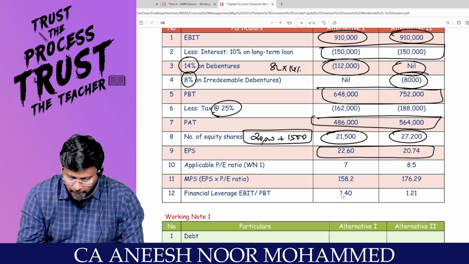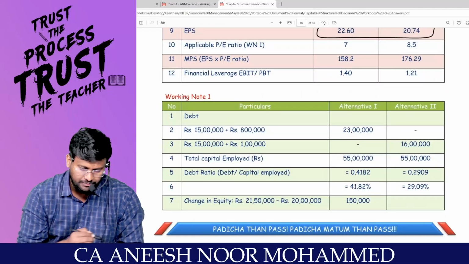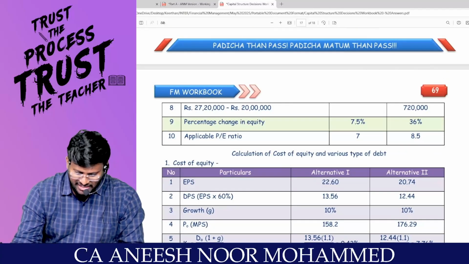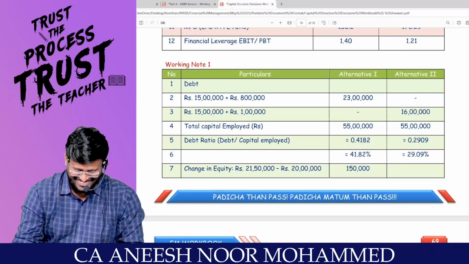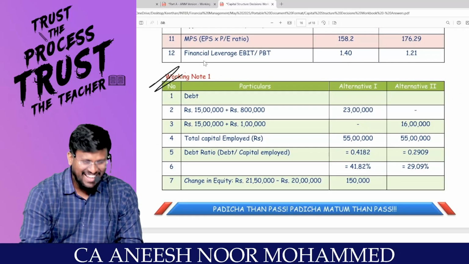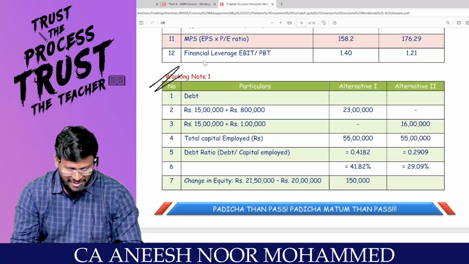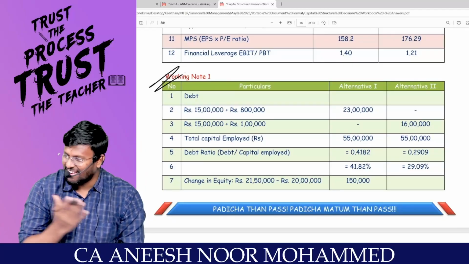Sir, the applicable PE ratio I have to calculate. Can I calculate the applicable PE ratio? Yes sir.